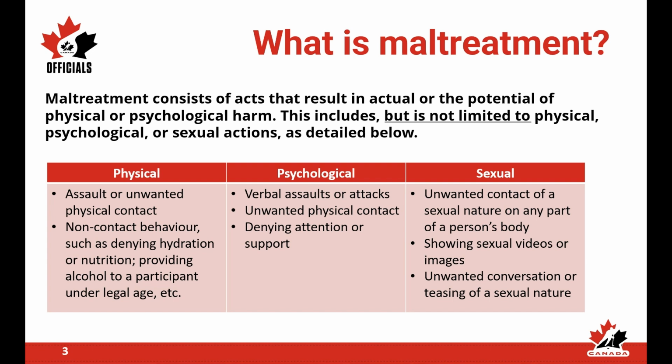So here's some descriptions and examples of what maltreatment is. On the physical side, assault or unwanted physical contact, non-contact behavior such as denying hydration or nutrition, providing alcohol to participants under legal age, things like that. Psychological would be verbal assaults or attacks, unwanted physical contact, or denying attention or support. And then the third part there, sexual: unwanted contact of a sexual nature on any part of a person's body, showing sexual videos or images, and unwanted conversation or teasing of sexual nature.